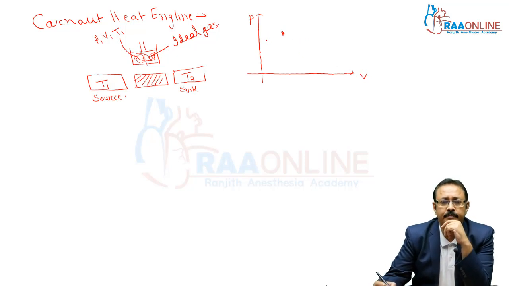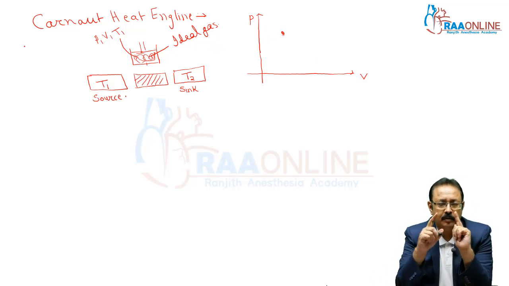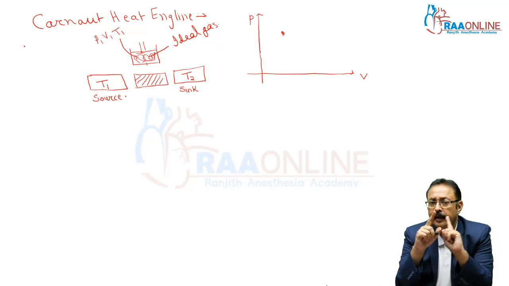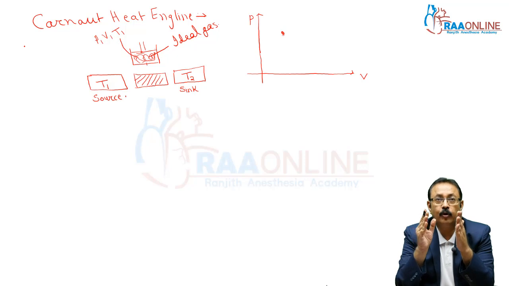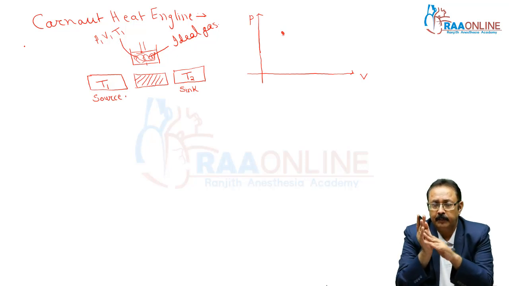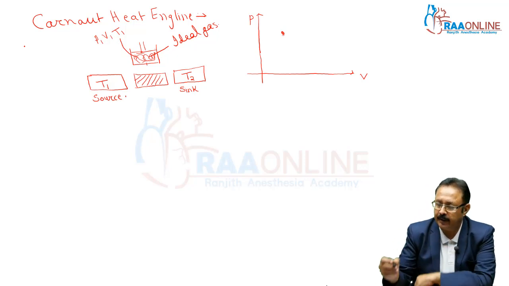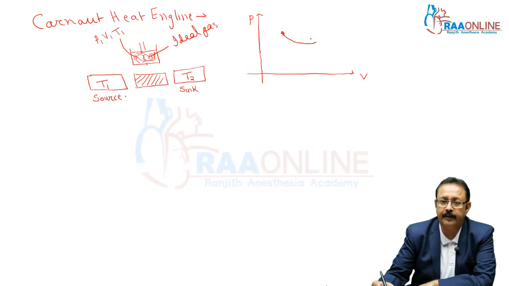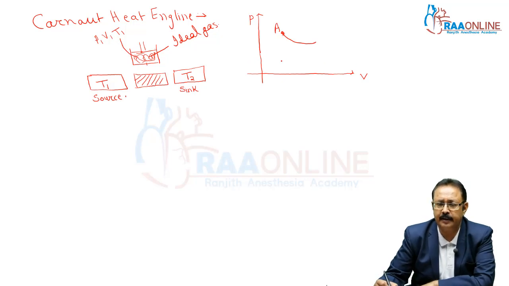What is happening? Process is isothermal. Gas will follow Boyle's law. Means pressure into volume, this product should be constant. Gas is expanding, means volume is increasing. But product should be constant, so pressure will decrease. So the graph will lose height, but volume is increasing. So we are moving towards the positive axis of x. Thus, we came at B.